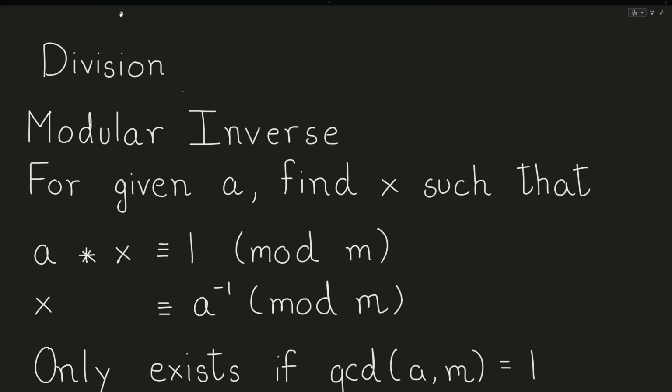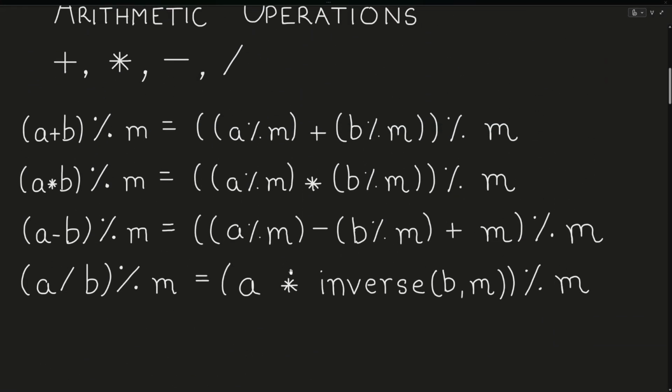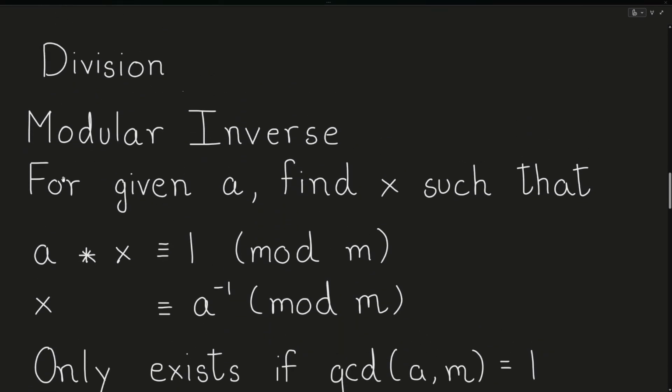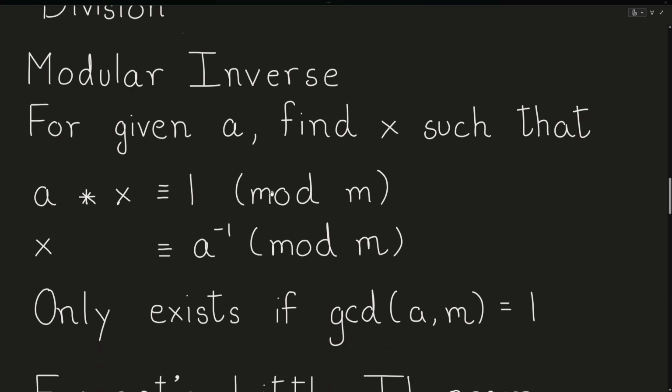Moving on to division, we need to find the modular inverse of the remainder. So as I've discussed above, we need to find the inverse of b on m. So to find the modular inverse, let's go through these steps. For a given a, we need to find some value x such that a times x is congruent to 1 modulo m, which can be rewritten as x is congruent to a^-1 modulo m.